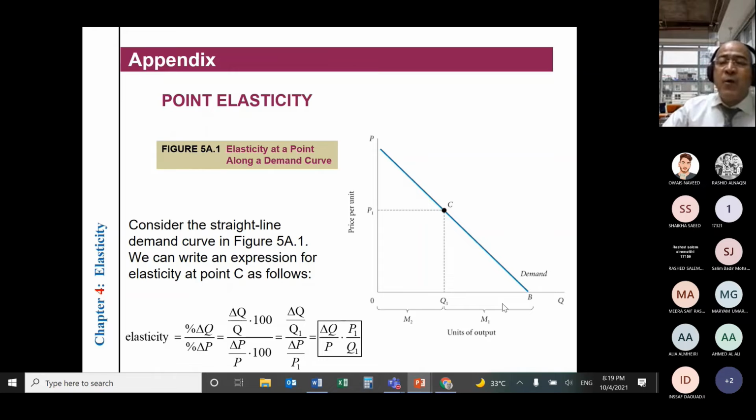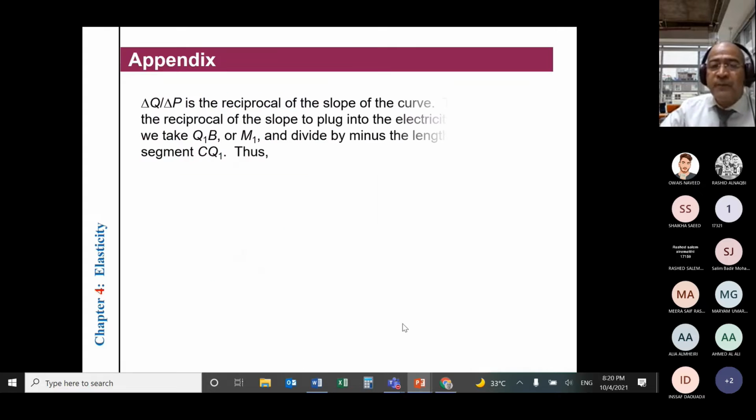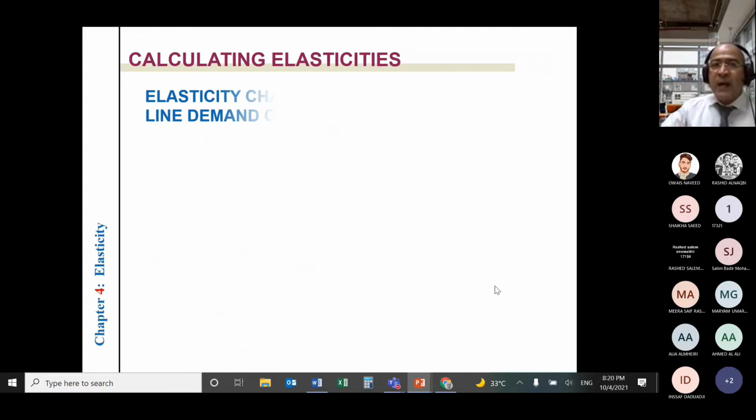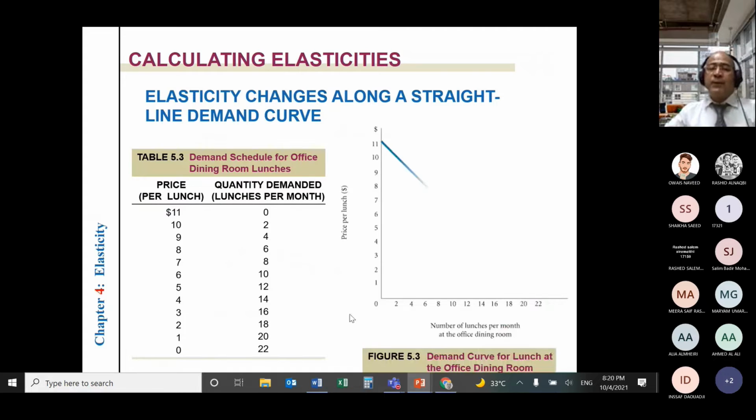Look at the horizontal axis, the quantity axis. From dot C, draw a vertical line to the axis, which is called Q1. Then calculate the distance from B to Q1, call it M1. Calculate the distance from Q1 to 0 and call it M2. Then the elasticity at the point equals M1 divided by M2. Don't feel scared. I will give you a simple example.